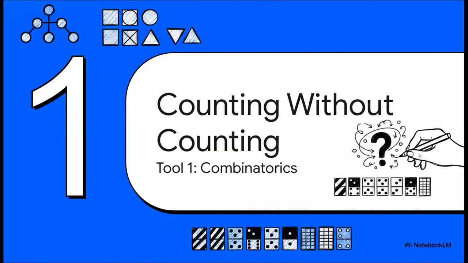This is a big one. It's called combinatorics. And really, it's the art of counting without actually counting. I know, sounds weird, right? But it's for when you have way too many possibilities to list out one by one. It's like a super powerful shortcut for answering the question, how many ways can we do this?